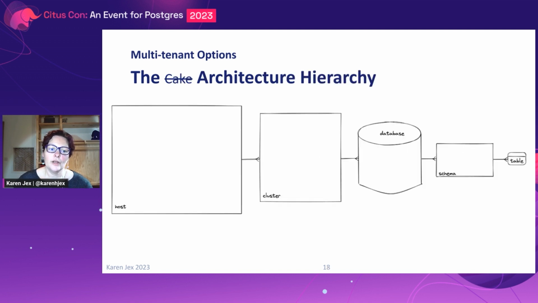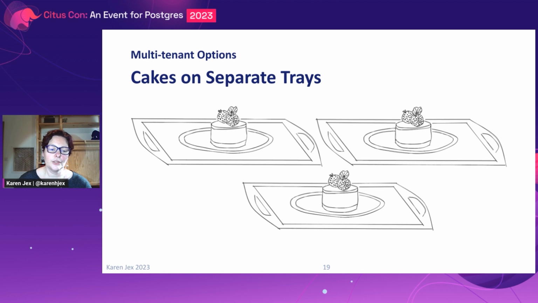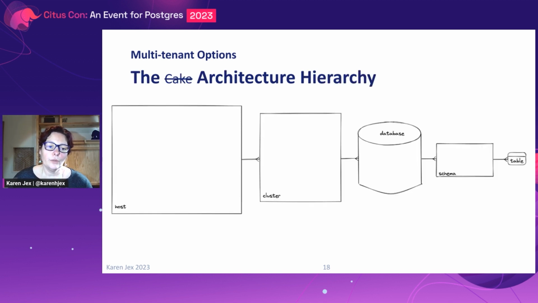We can have one or more VMs or servers for our Postgres clusters. Each of those servers could have one or more clusters on it. We could have more than one database in each of those clusters. We could have a collection of schemas inside each of our databases, and then inside each of those schemas we have a number of tables. So we can separate out the different franchises, the different tenants at any of those levels.